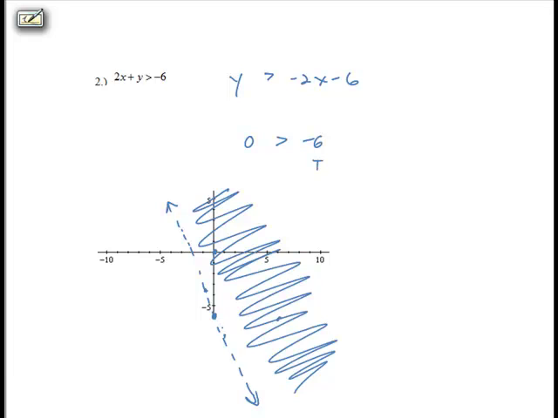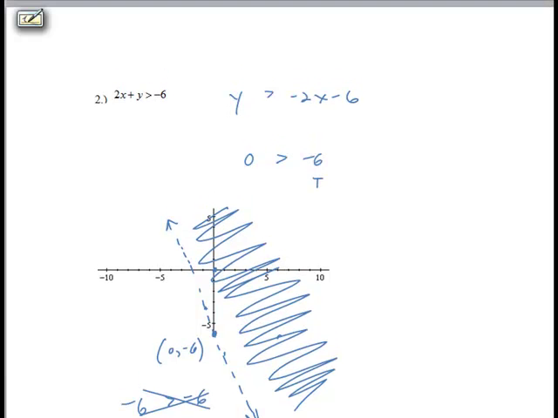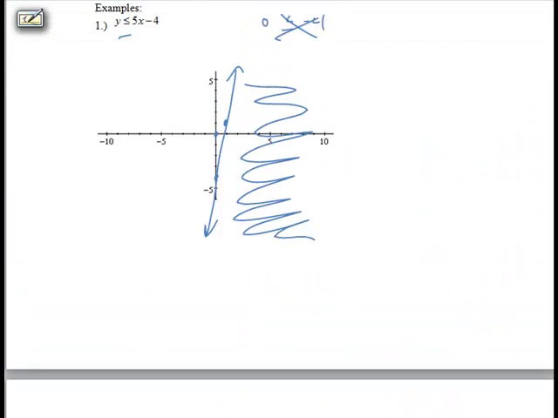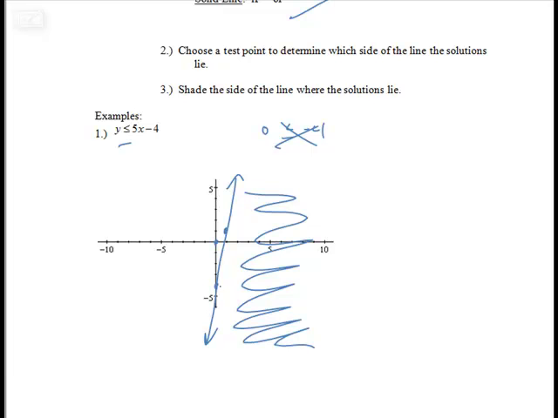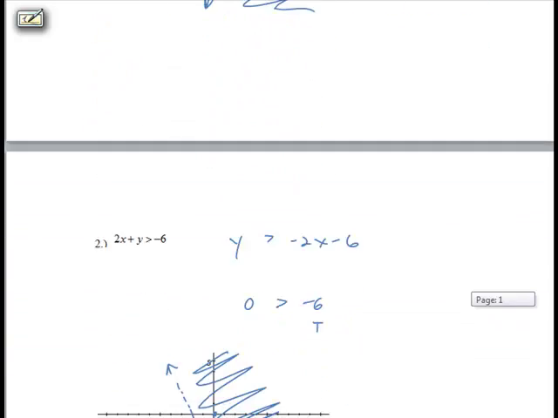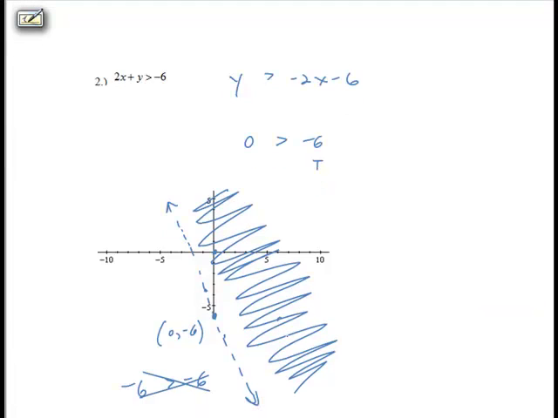The points that lie actually on the dotted line are not solutions to the inequality. We can see that if we use our y-intercept, the point here is 0, -6. If we substitute that into the inequality, it gives us -6 is greater than -6, which is not true. So the difference between a dotted line and a solid line is whether the solutions that lie on the line are also solutions to the inequality. A solid line means that the points that lie on the line are solutions to the inequality in addition to the shaded region. A dotted line, only the points in the shaded region are solutions to the inequality.